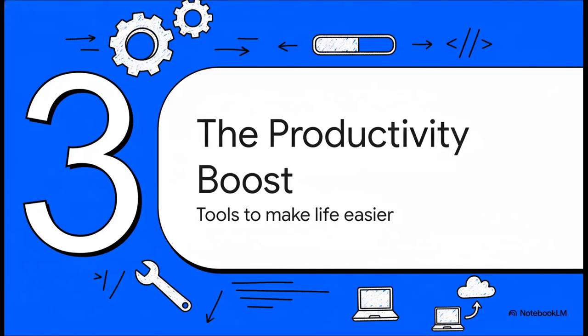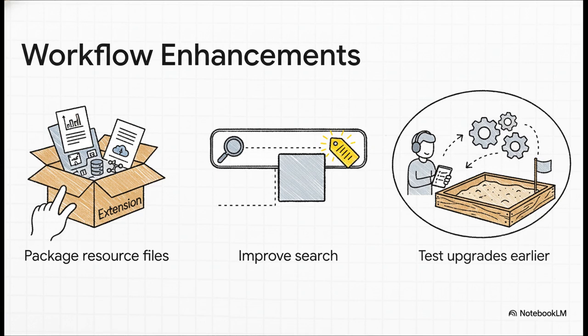All right, on to our final theme, the productivity boost. This is all about the new tools and features designed to just make your day-to-day life as a developer easier and a lot more efficient. Let's run through three really practical enhancements. First, you can now package resource files, like config data, right inside your extension, which makes deployment way simpler. Second, you can add better metadata to your pages and actions so users can actually find them through search. And finally, you can upgrade existing sandboxes to preview versions, letting you test for compatibility much, much earlier.